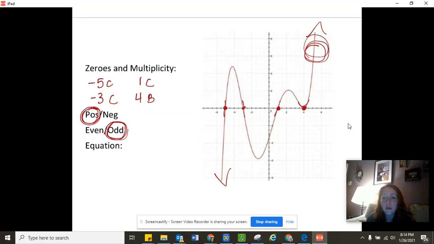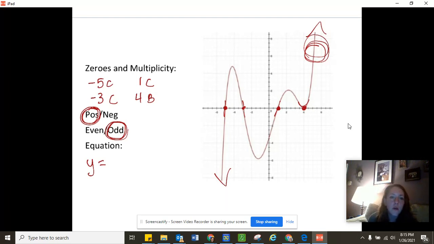So you should be able to look at a graph and just know if it's even or odd based on the end behavior, and positive or negative based on the end behavior. To write an equation, first off, I want to start with y equals. You could also write f of x equals, give it a name if you want, use function notation, that would be fine.